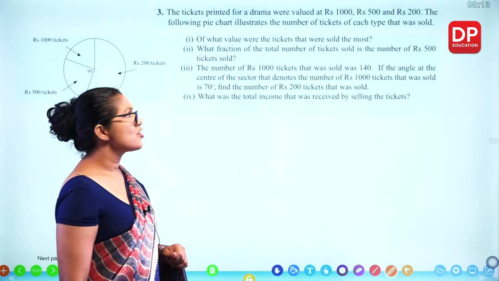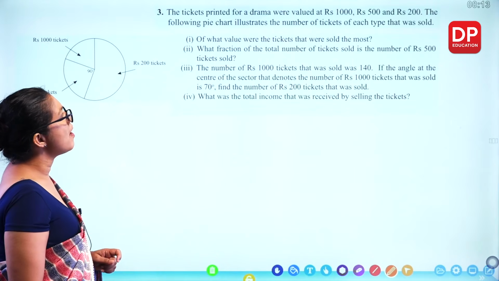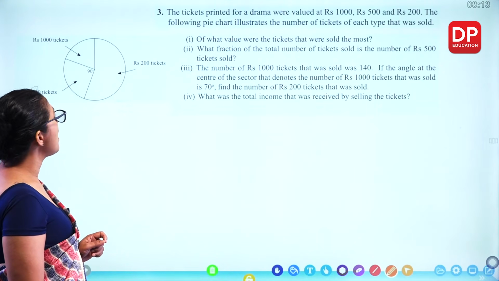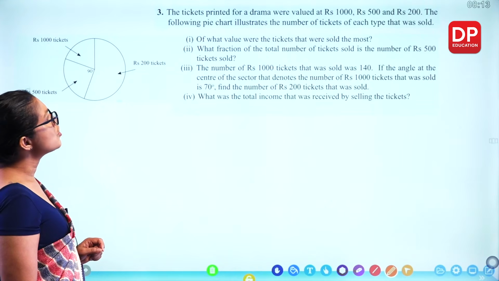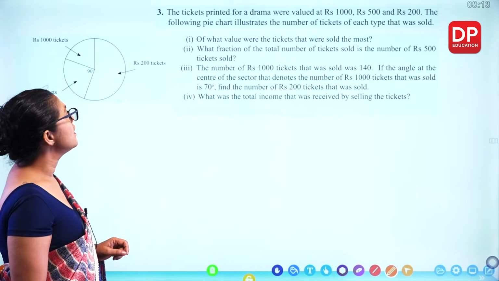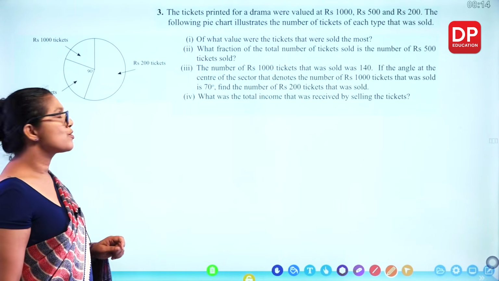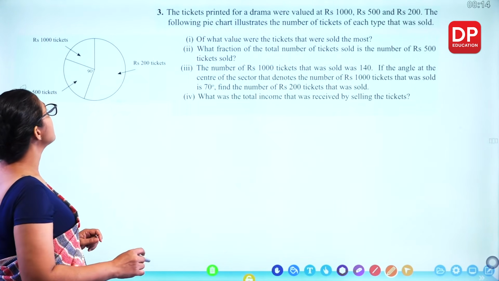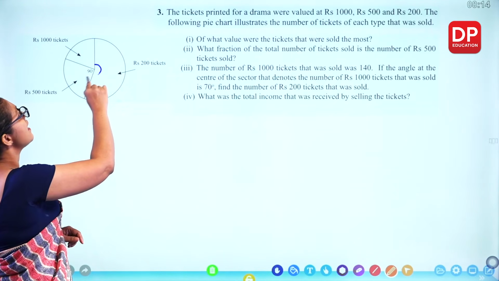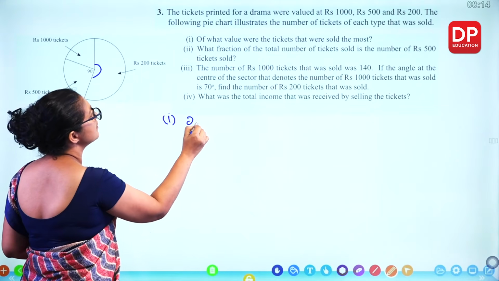Now we'll look at question number 3. It says the tickets printed for a drama were valued 1000 rupees, 500 and 200. The following pie chart illustrates the number of tickets of each type that was sold. Of what value were the tickets that were sold the most? That means the highest number. Look at the pie chart. This angle is the highest. That means 200 rupee tickets.